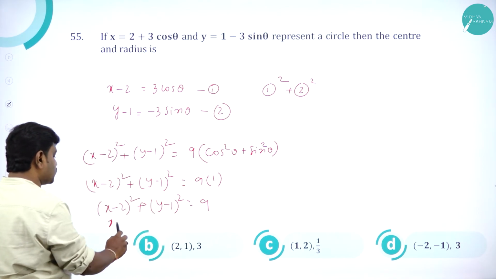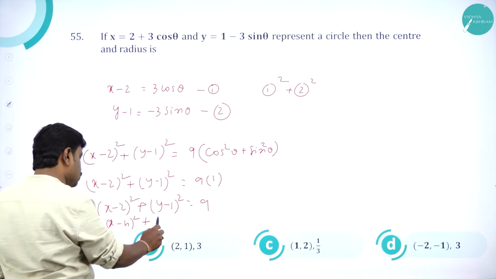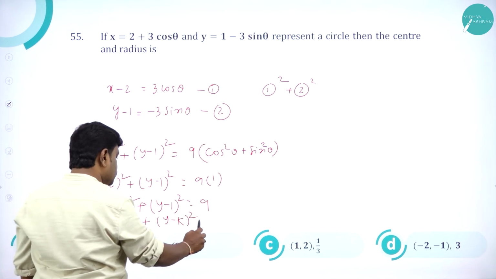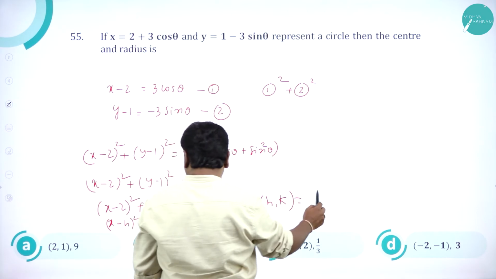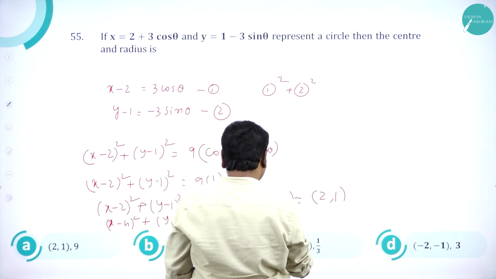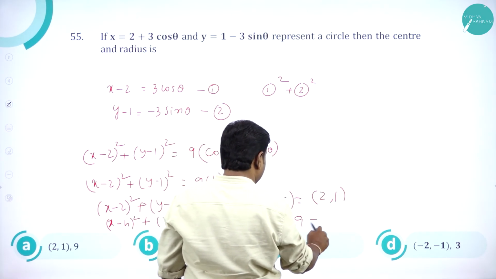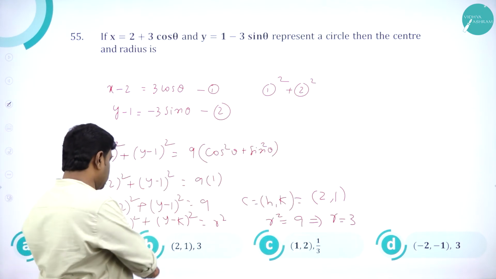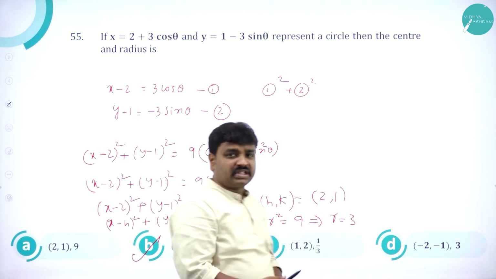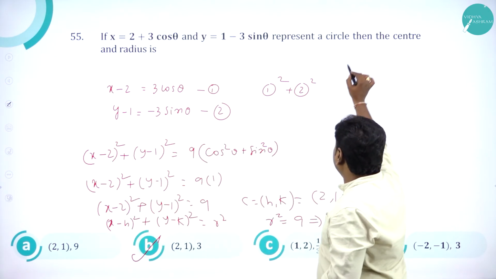So now it is in the form x minus h the whole square plus y minus k the whole square is equal to r square. So the center is (h, k). The h place is occupied by 2 and k is 1, and r square is 9. That implies r is 3. That's it. So your answer is the same, option B. But the last method that I told is the shorter one; this is a long process.